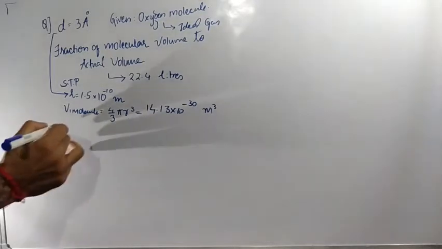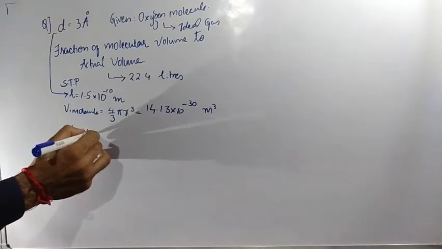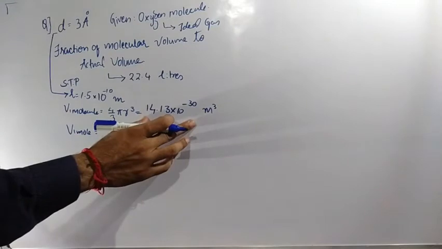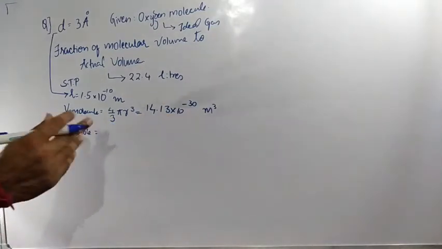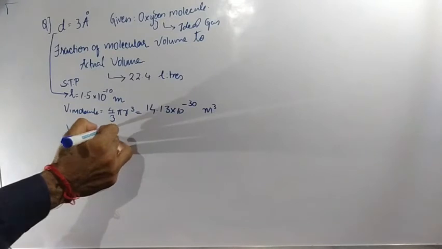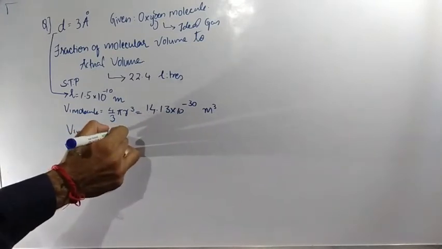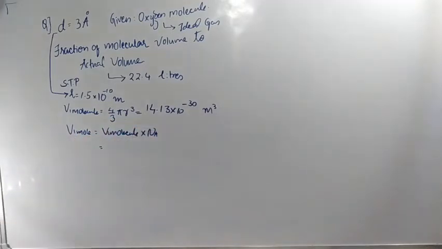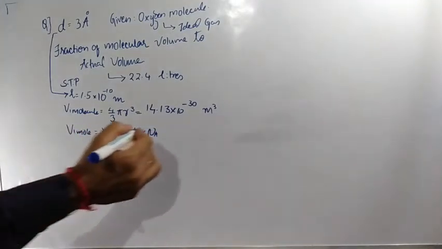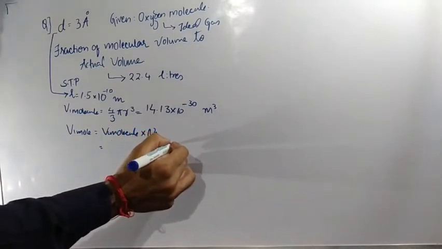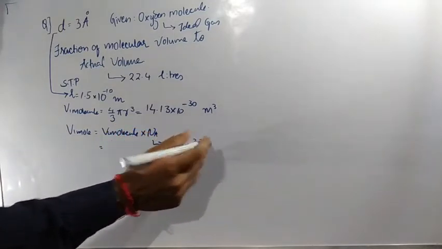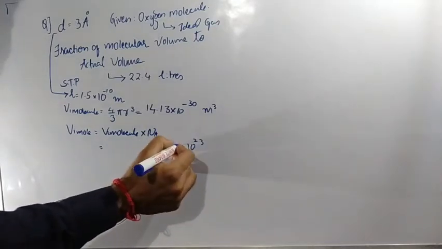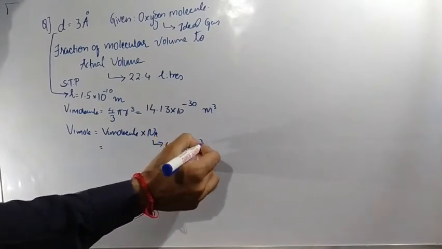So if we want to calculate the volume for 1 mole, in 1 mole how many molecules will be there? Avogadro number of molecules will be there. For 1 molecule this is the volume, so for n molecules, that means Avogadro number of molecules, we can calculate the volume for 1 mole as the volume of 1 molecule into Avogadro number. Clear? So Avogadro number value is 6.02 into 10 to the power of 23.